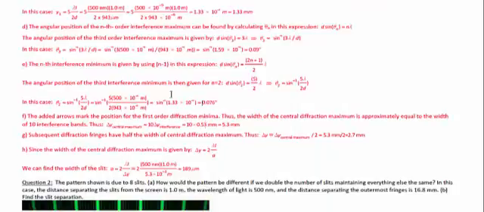Now, question G is asking us about the width of subsequent diffraction fringes. The central maximum is what we just found, 5.3 millimeters. All other fringes are approximately half as wide. Actually, it's not correct for all of them, but to a certain approximation, we can take them at about half as wide, which is 5.3 millimeters over 2.